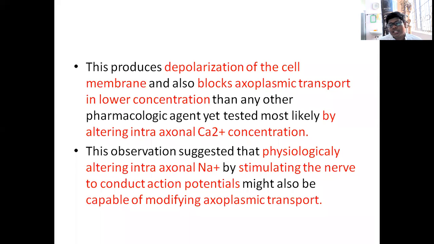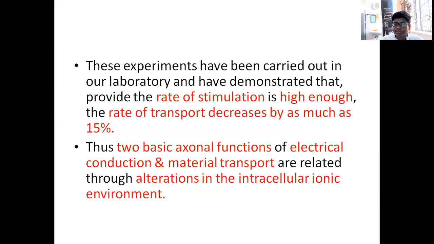The observation suggested that physiologically altering intra-axonal sodium by stimulating the nerve to conduct action potentials might also be capable of modifying exoplasmic transport. These experiments have been carried out in our laboratory and have demonstrated that, provided the rate of stimulation is high enough, the rate of transport decreases by as much as 15%. Thus, two basic axonal functions, electric conduction and material transport, are related through alterations in the intracellular ionic environment.